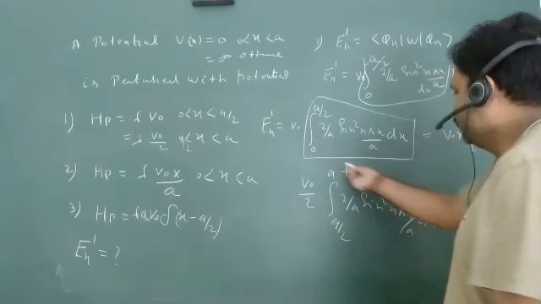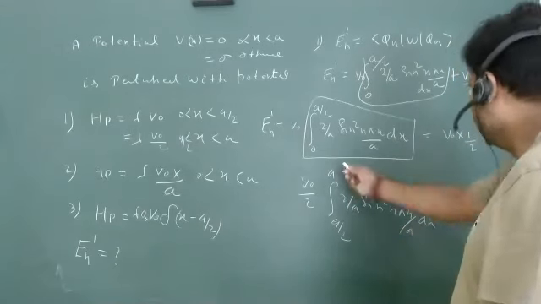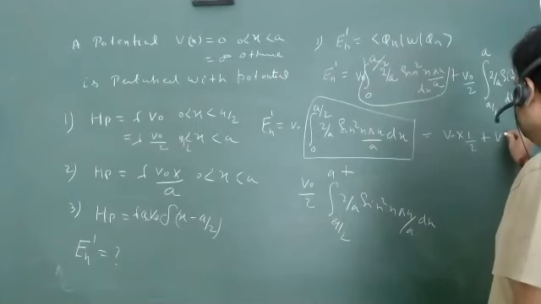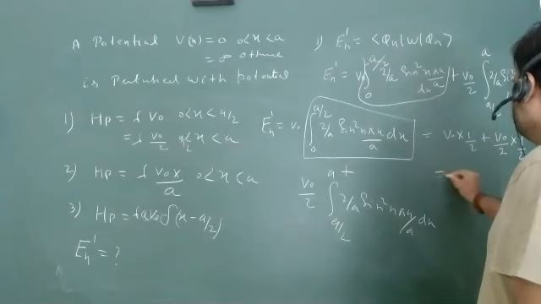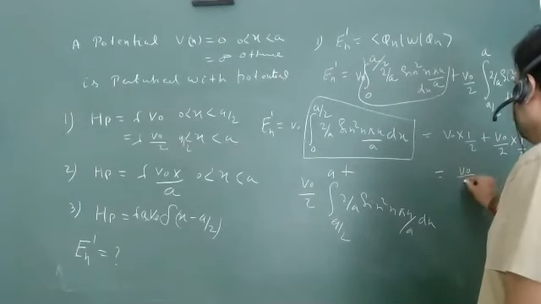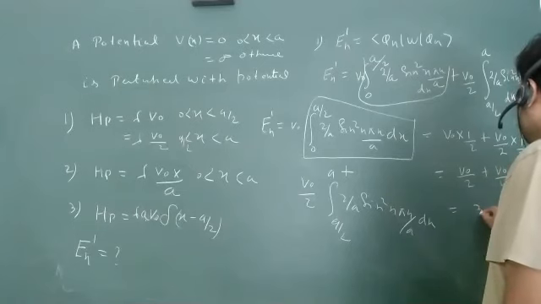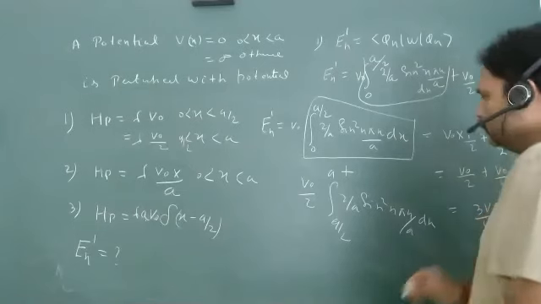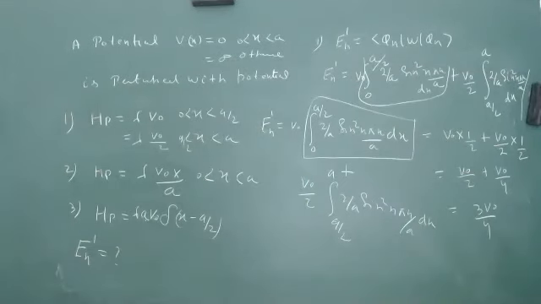What is this value? Again, half. So this will be V naught by 2 into half. So that value is V naught by 2 plus V naught by 4, so this value is 3 V naught by 4. This is the answer.